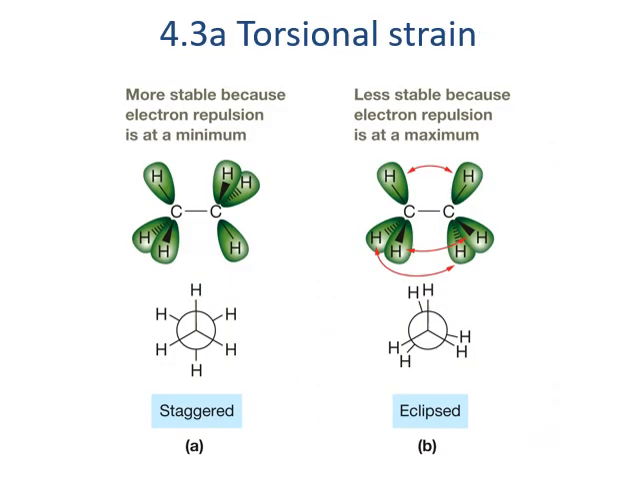I've mentioned a few times now that staggered configurations are lower in energy than the eclipsed conformations. This is because staggered interactions keep the bonding sigma orbitals as far apart as possible, while the eclipsed configurations lead to a significant overlap between filled orbitals.